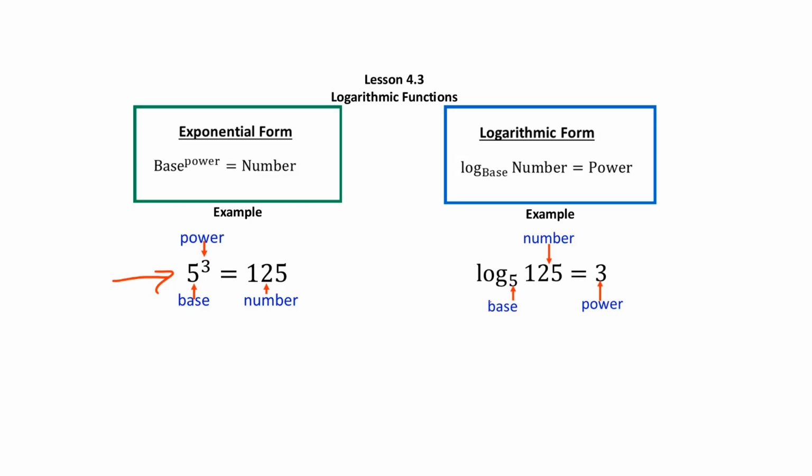The logarithmic form gives you that same information, the 5, the 3, and the 125, but it puts them in different places. So log base 5 of 125 is equal to 3. 5 is the base. It goes by the word log. It's little, it's lower. 125 is the number, and the power, the exponent, is the 3. It goes on the right side of the equation because a log is an exponent. So I just want you to understand these are just two ways of expressing the same information.